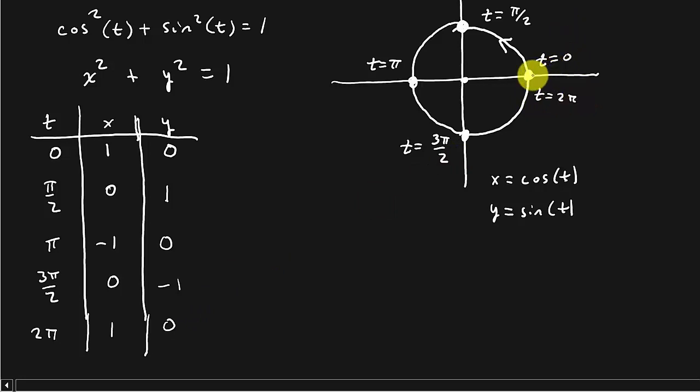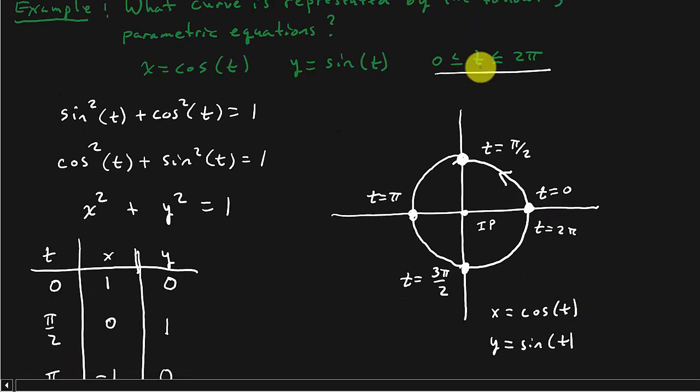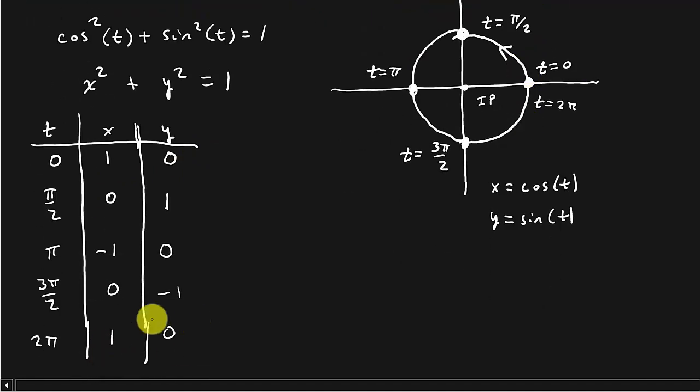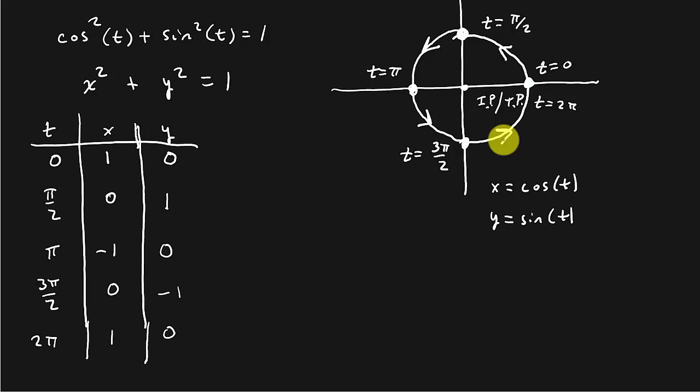So you can actually see this point. This is my initial point. When I plug in 0, and then when I plug in 2 pi, remember, t is between a and b. The initial point is when you plug in a, which gave 1, 0, and the terminal point is when you plug in b, which gave 1, 0 also. So that is our initial point and our terminal point, and it's moving in this direction right here. All right. So there's your graph.